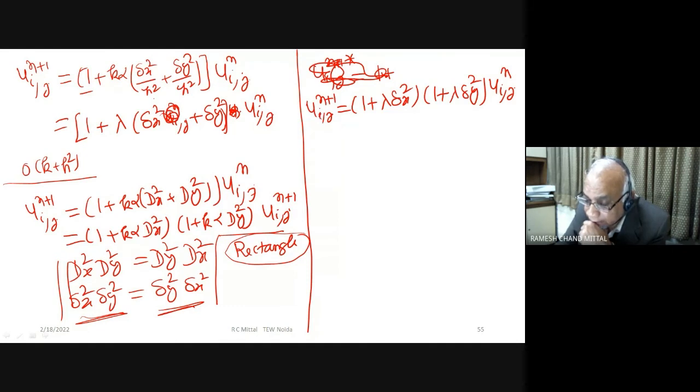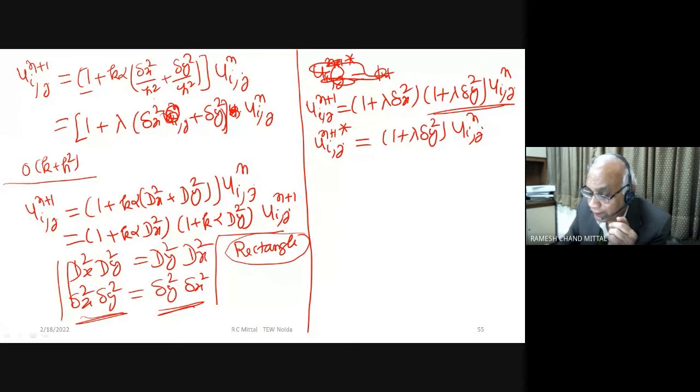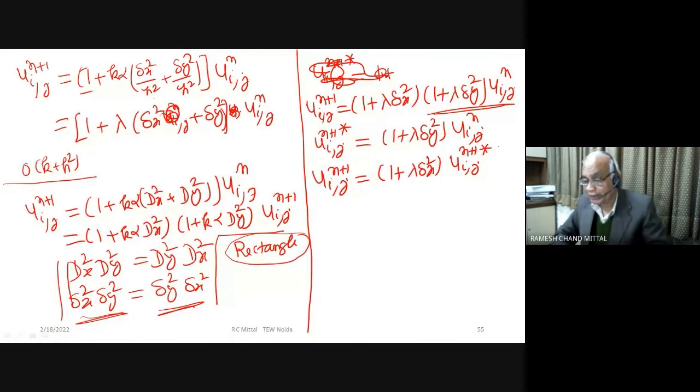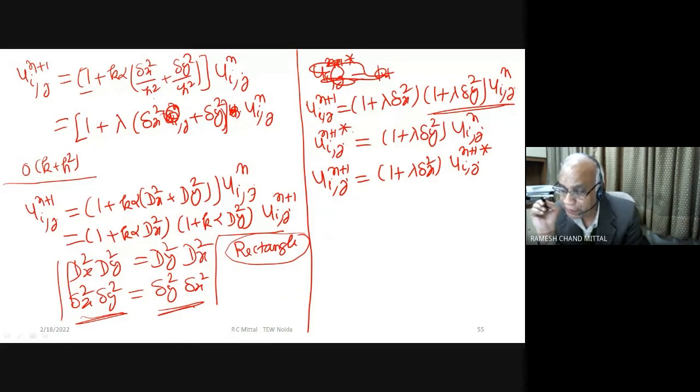Now if I put this computationally, I get something better. So I write u_ij^(n+1)* equal to (1 + λδy²) u_ij^n, and then I can find my u_ij^(n+1) is equal to (1 + λδx²) u_ij^(n+1)*. Please see what I'm saying. When I put this quantity as u_ij^(n+1)*, the scheme can be written as u_ij^(n+1)* equal to (1 + λδy²) u_ij^n, and u_ij^(n+1) is equal to (1 + λδx²) u_ij^(n+1)*.